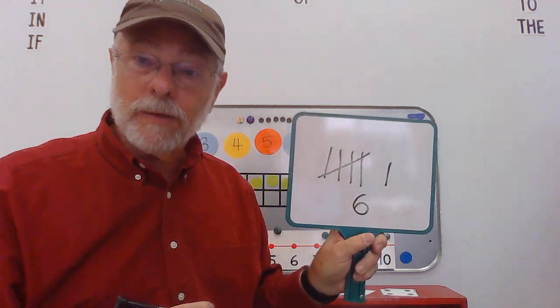6 tally marks right there. I love it. That's fun. All right, another way to make the number 6 is with a number line.